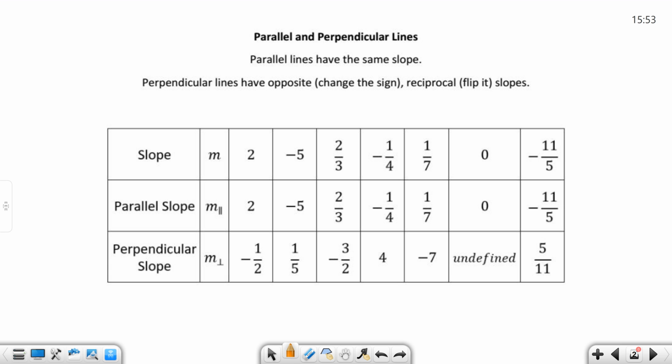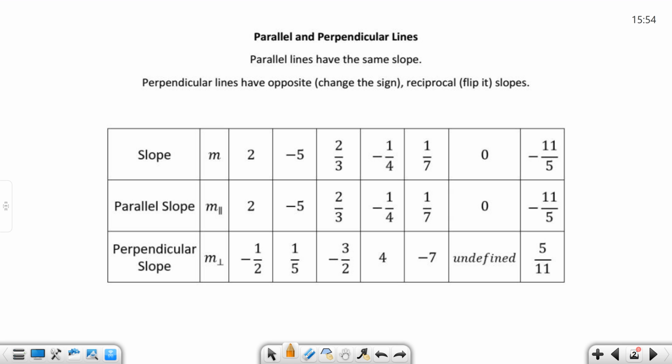Usually, if it's y equals mx plus b, it's always times the x. But here I'm not even giving you a formula. I'm just saying here's the slope. What's the parallel slope? Because we're going to use this later.